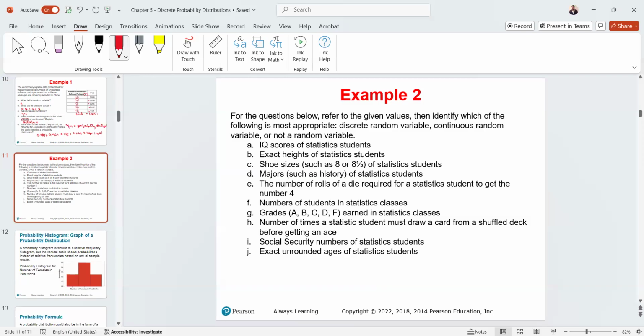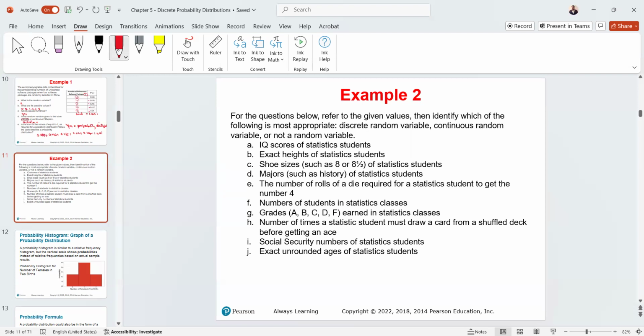Now, let's see very quick what we can do in this case. They said, for the questions below, refer to the given values and then identify which of the following is most appropriate: discrete random variable, continuous random variable, or not a random variable. We need to decide which one we're going to do. Very important. Okay, let's do it very quick.